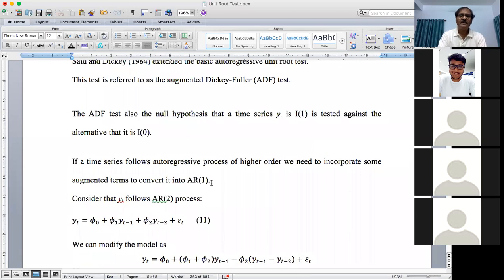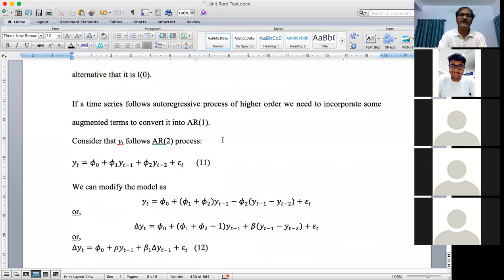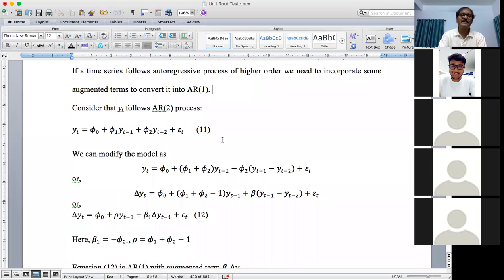So how can we perform the Dickey-Fuller test for higher order autoregression? For example, suppose we are considering an AR2 process. The AR2 process looks like this: Yt is equal to phi naught plus phi 1 Yt minus 1 plus phi 2 Yt minus 2 plus epsilon t. So this is AR2. We cannot apply the Dickey-Fuller test to this AR2 model because by definition it deals with only AR1. So if we want to apply the Dickey-Fuller test, we have to convert this AR2 model into AR1.